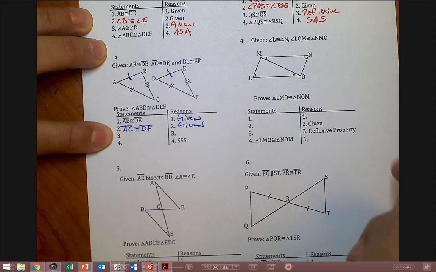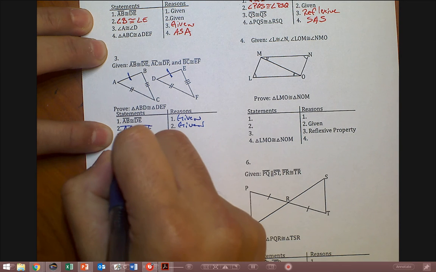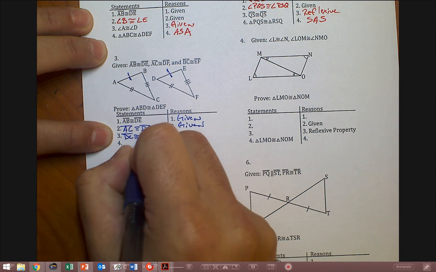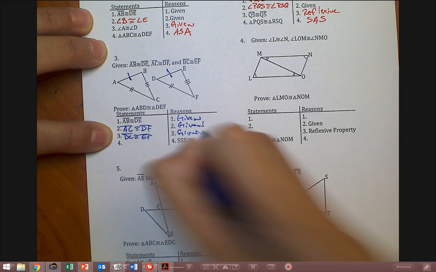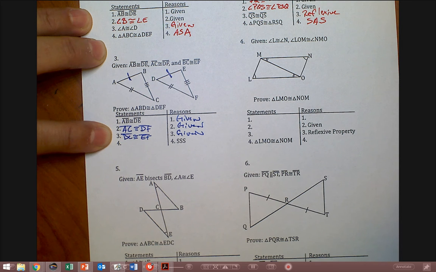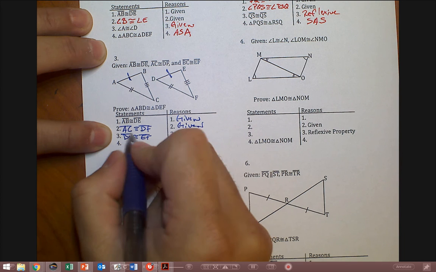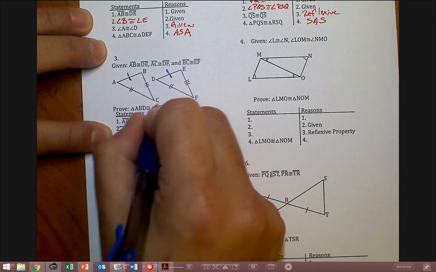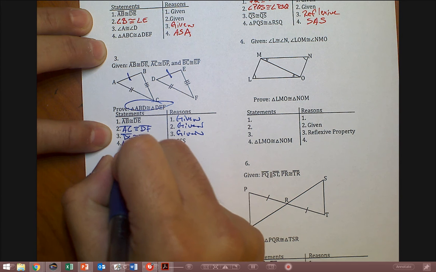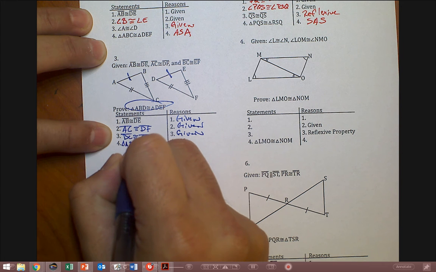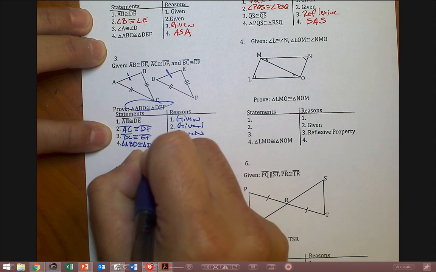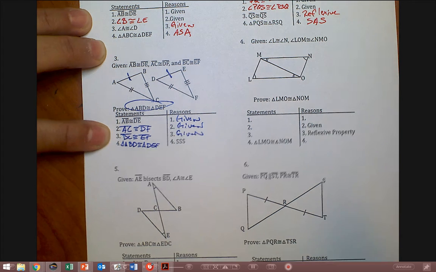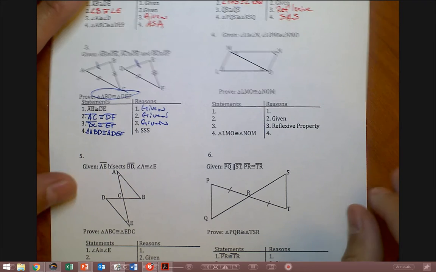Number 3, given. And what's 4? Triangle ABC congruent to DEF. Very good. This thing right here, right? Triangle ABC congruent to triangle DEF. Very good. All right, so number 4.